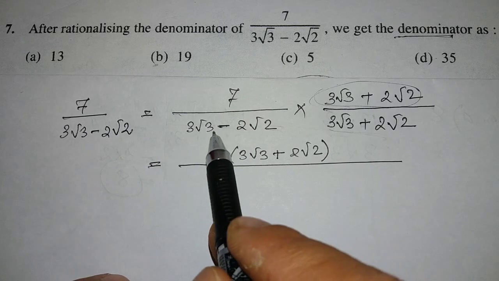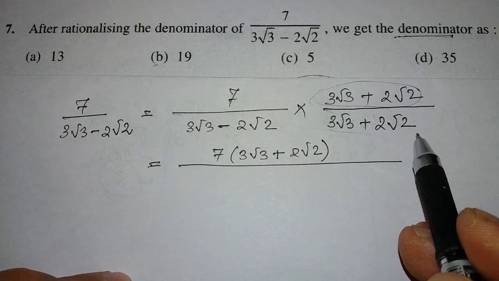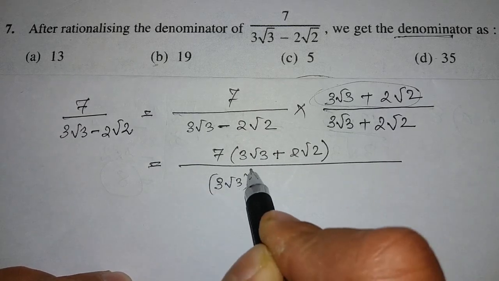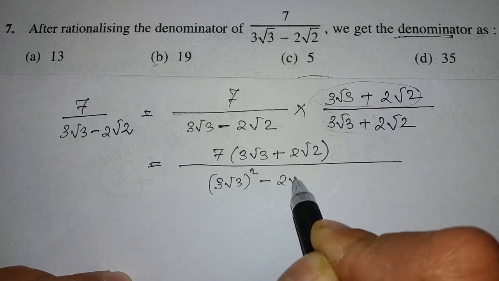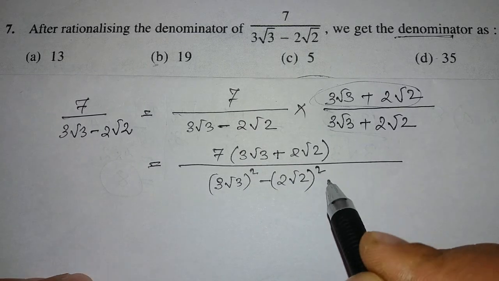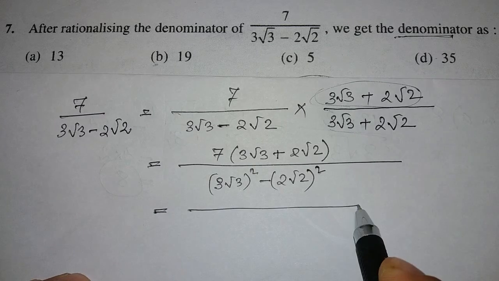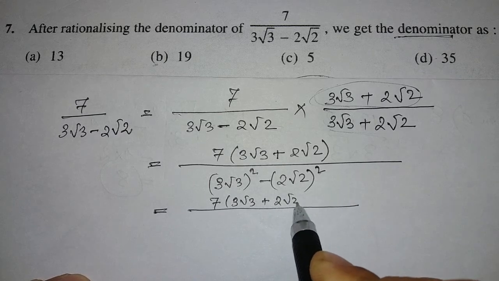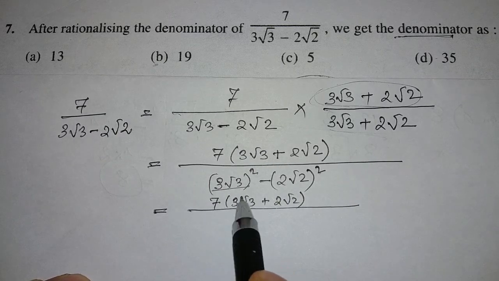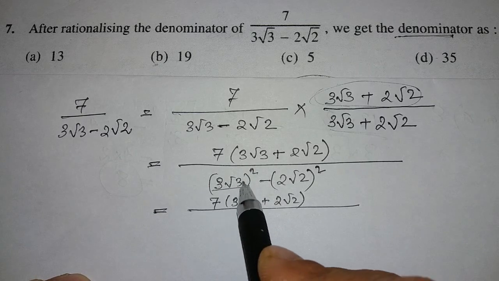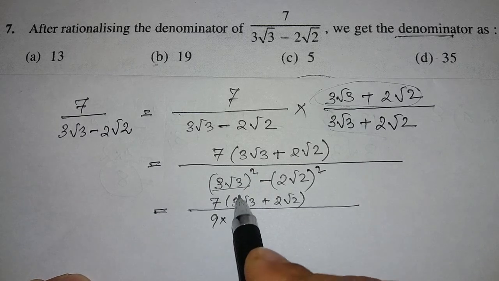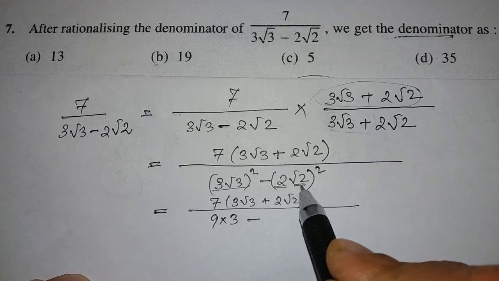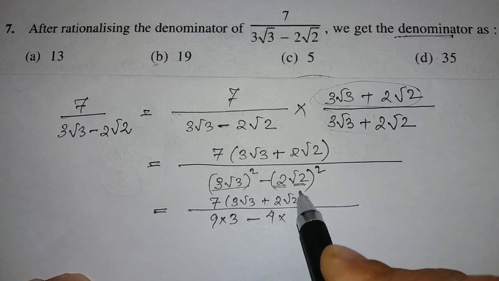and then in the denominator it is again a minus b, a plus b form, so a square minus b square, so 3 root 3 square minus 2 root 2 square. Now this gives us, numerator remains the same, and the denominator is, this square is for both 3 and root 3, so 3 square is 9, root 3 square is 3, minus again here also 2 square is 4 into root 2 square is 2.